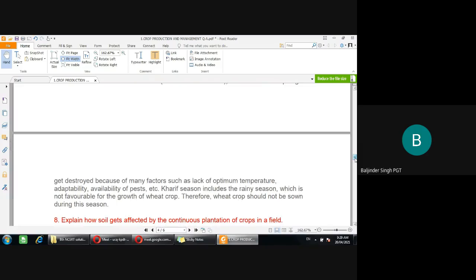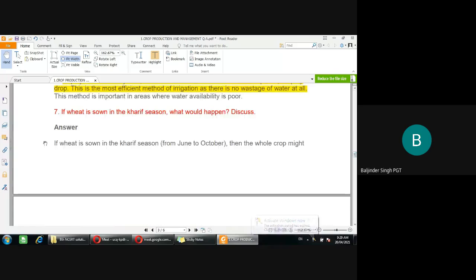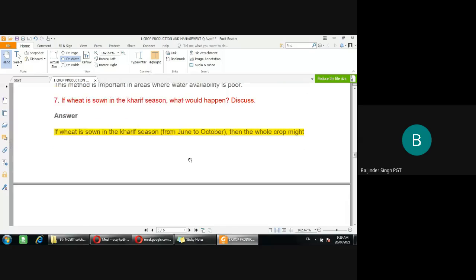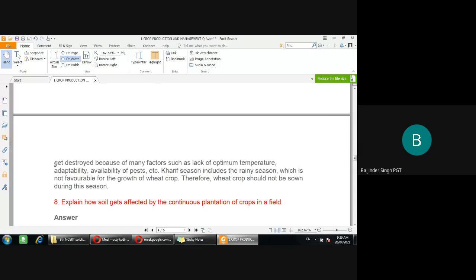get destroyed because of lack of temperature, adaptability, availability of pests, etc. Okay, so our money will be wasted then. That is why people do not grow wheat crop in the Kharif season. It will get destroyed because of many factors such as lack of optimum temperature, adaptability, availability of pests, etc. So write only this much.